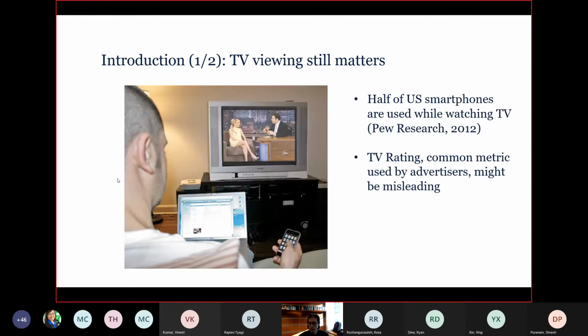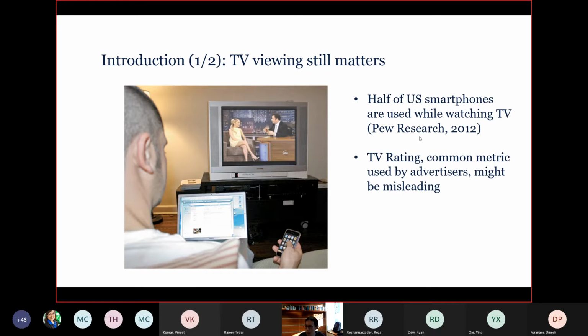That said, I think the measurement of TV watching is getting more and more difficult, because when I'm watching TV on a couch, I typically have a smartphone and a tablet, and I easily get distracted by Twitter and other social networks.